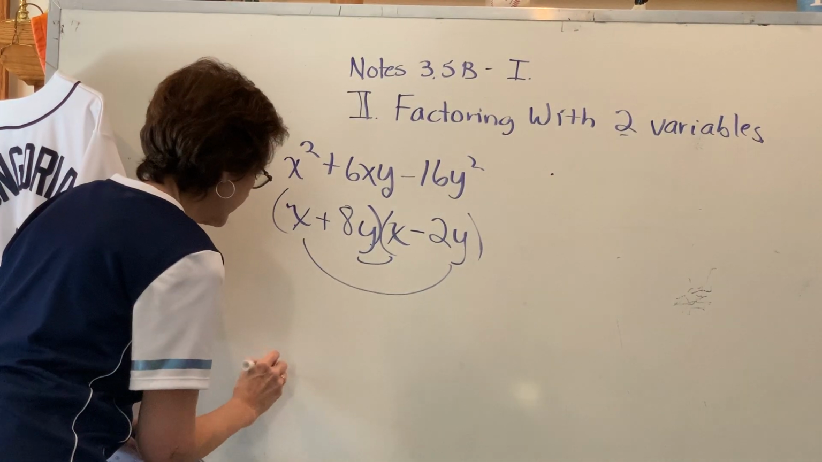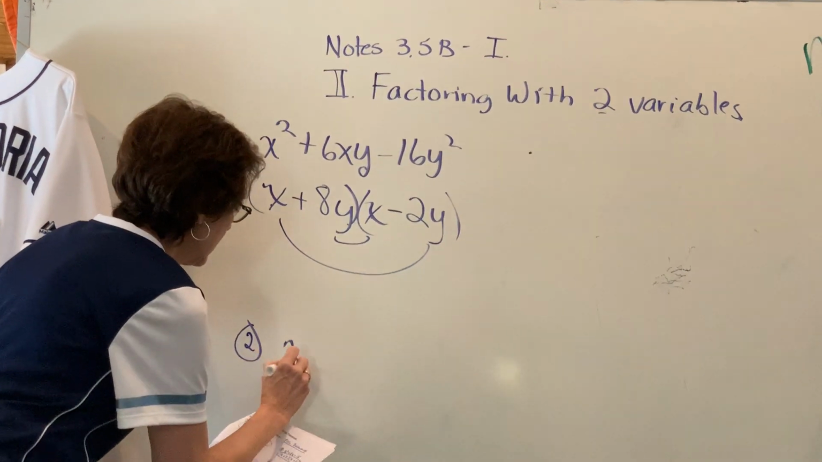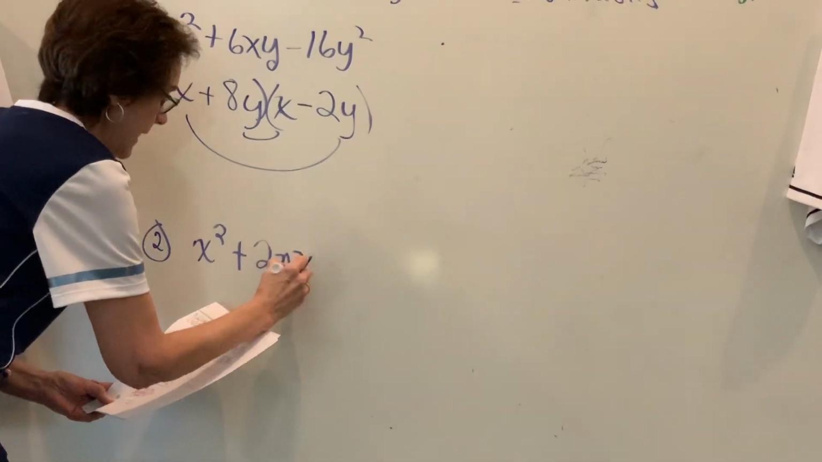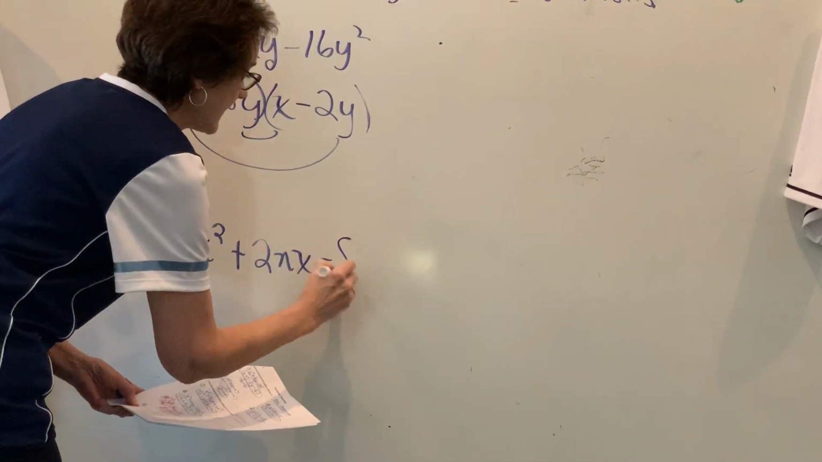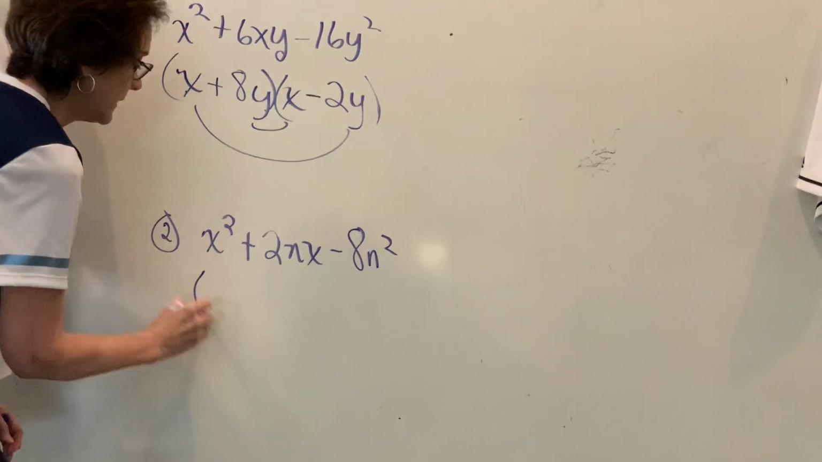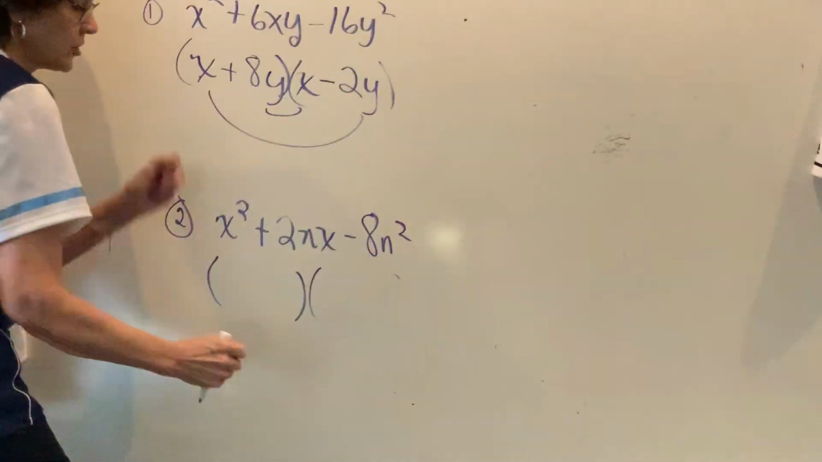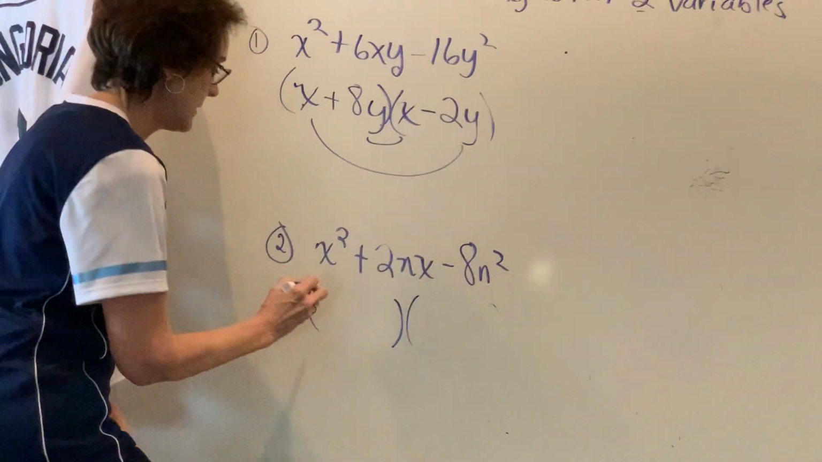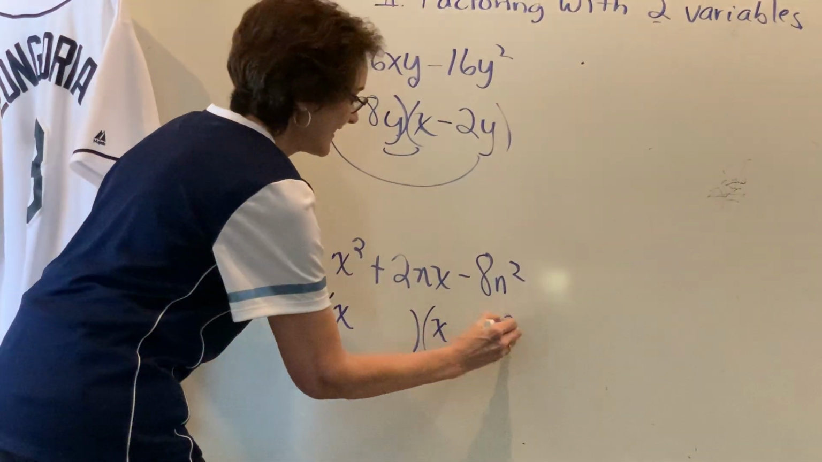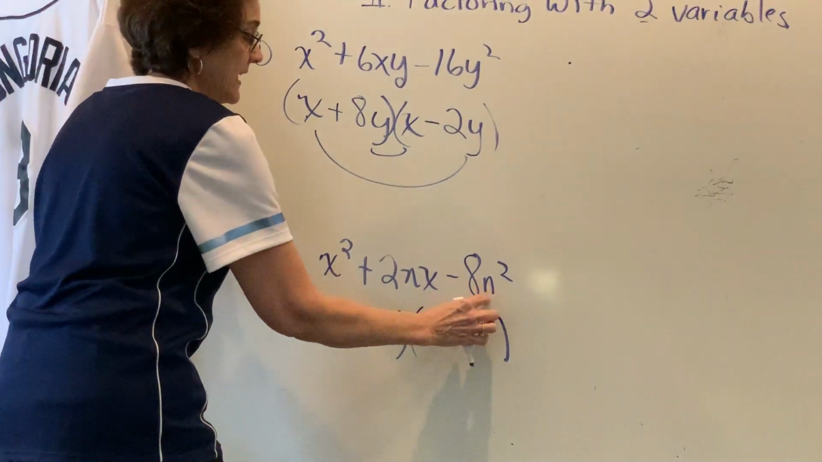All right, one more. And then we'll be done for the day. x squared plus 2nx minus 8n squared. All right, last problem. Here we go. So what first term times what first term is n squared? I mean x squared. X times x. What last term times what last term is negative 8n squared?